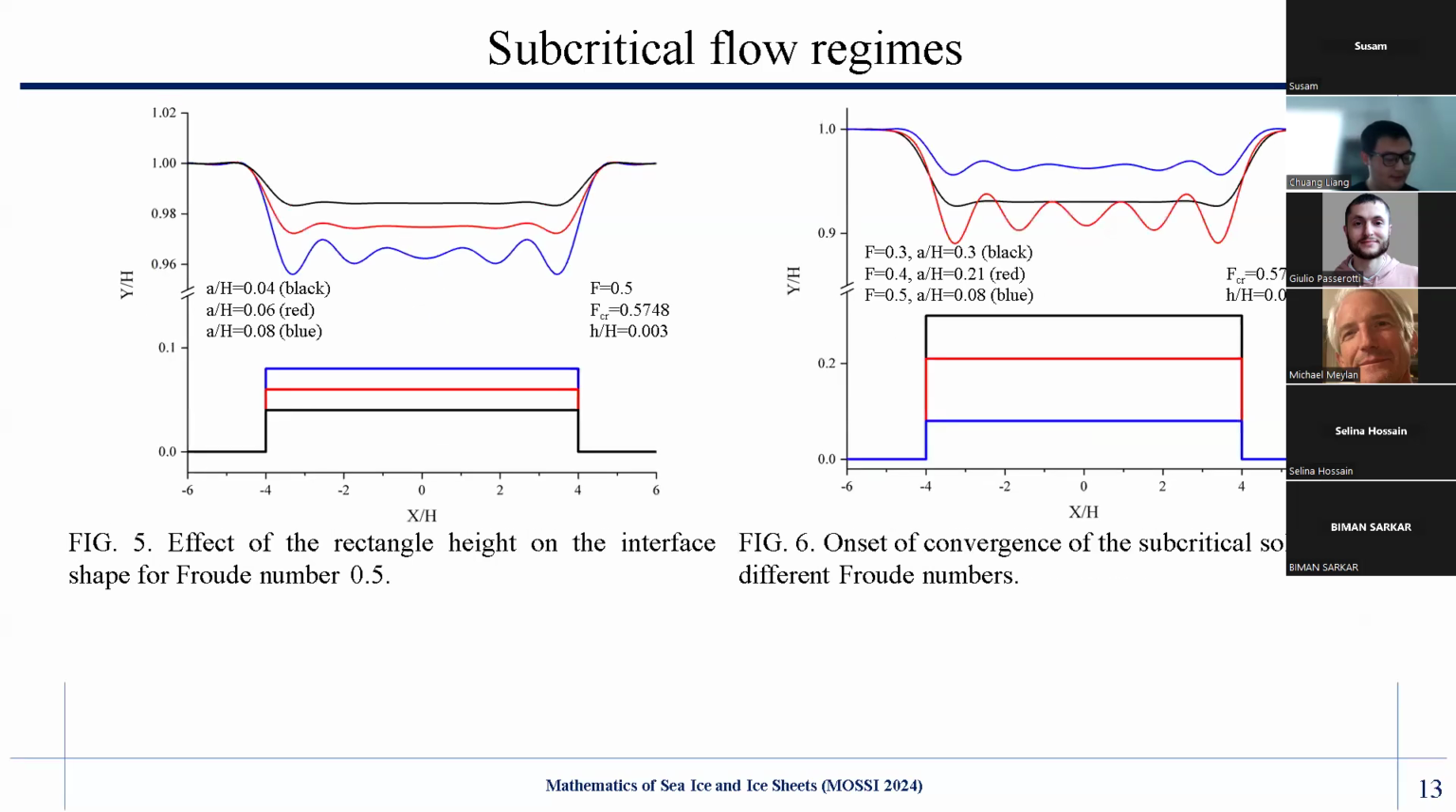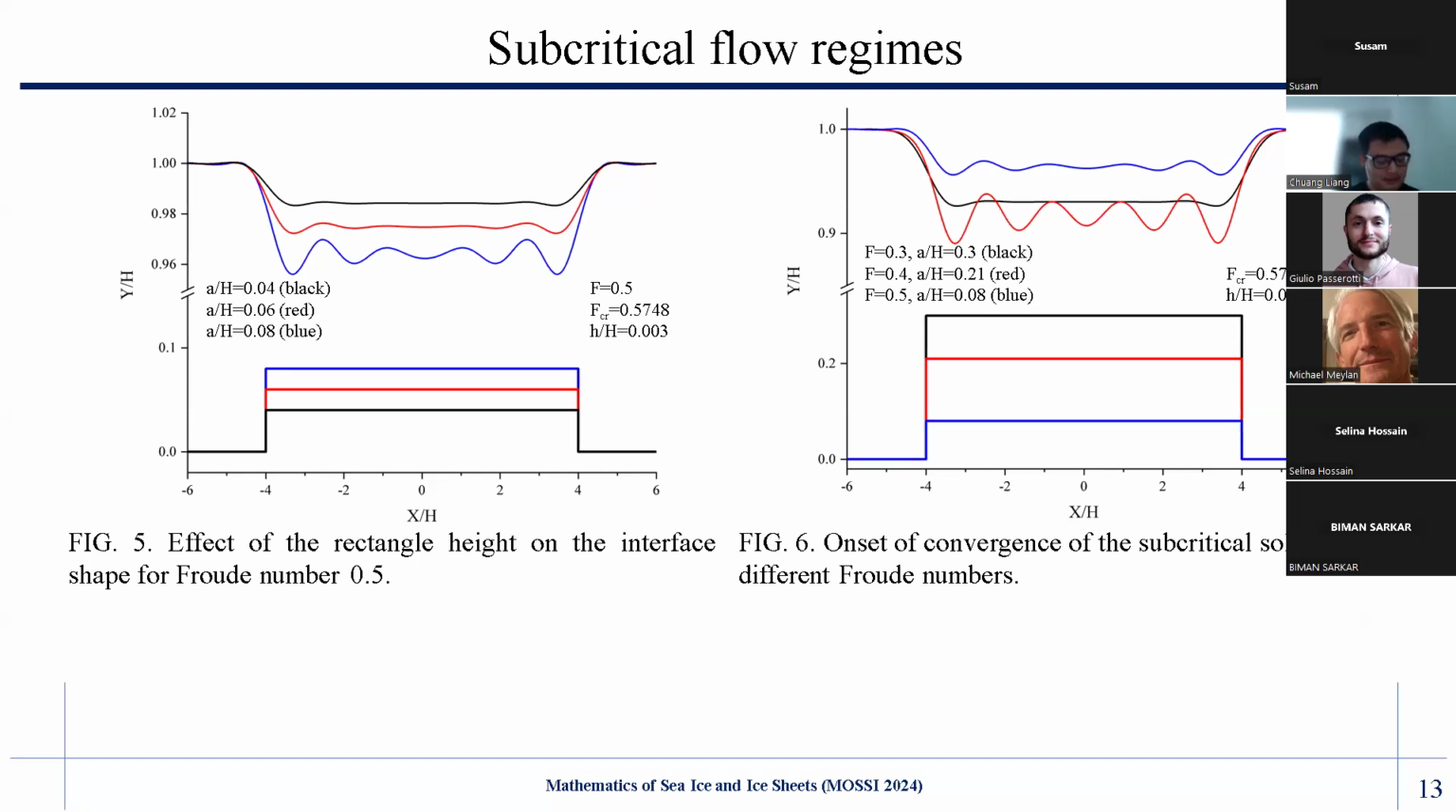Okay, so figure 5 shows the effect of the rectangle height on the interface shape for the Froude number 0.5. We can see that while the height of the obstruction increases, the deflection of the ice sheet becomes larger, and the largest perturbations of the interface appear at the ends of the obstruction, then decay rapidly towards the center.